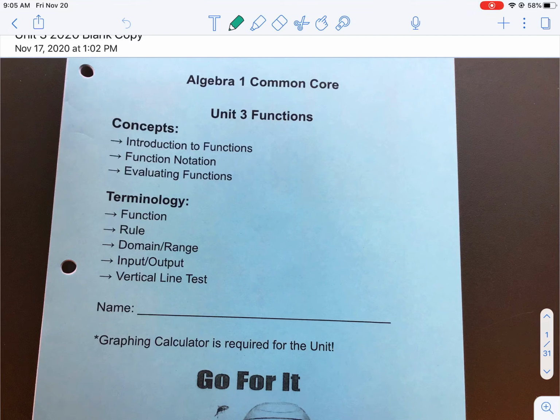If you could take out your Unit 3 functions packet, we're going to turn to page 9 for today.